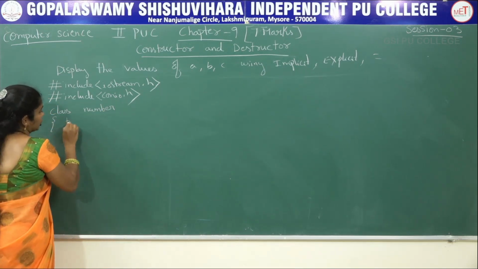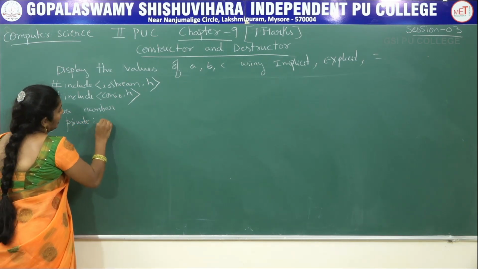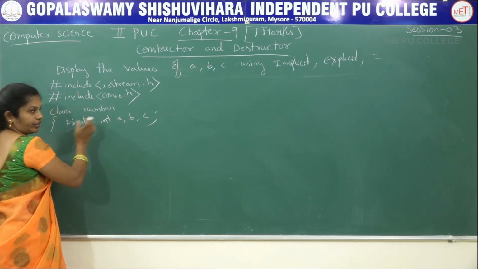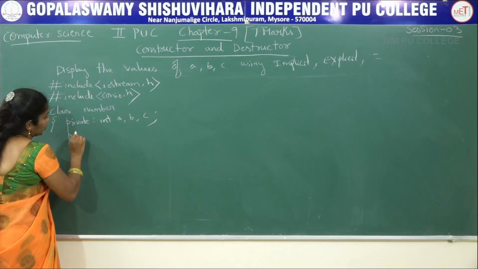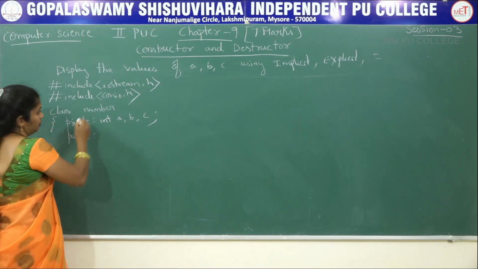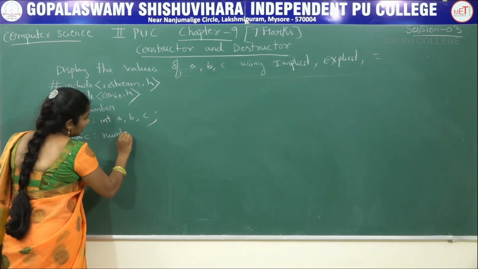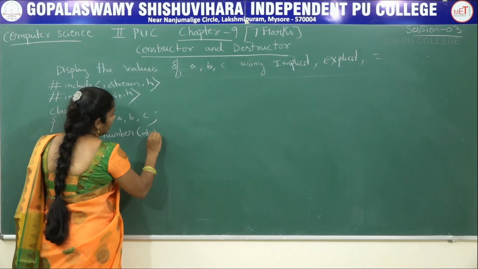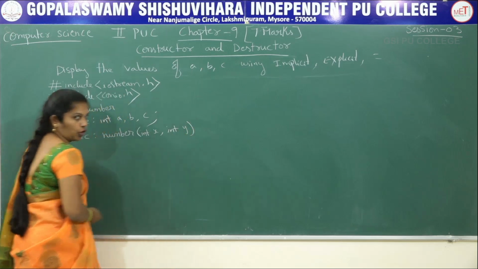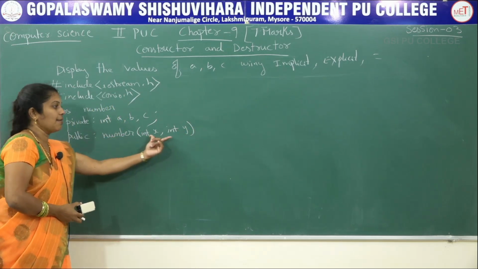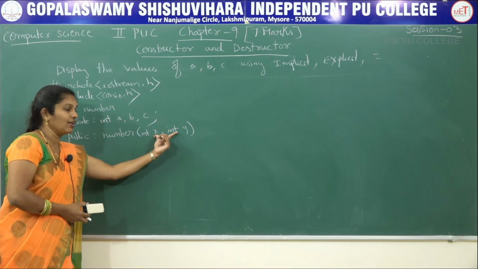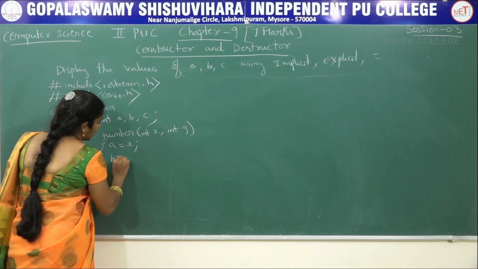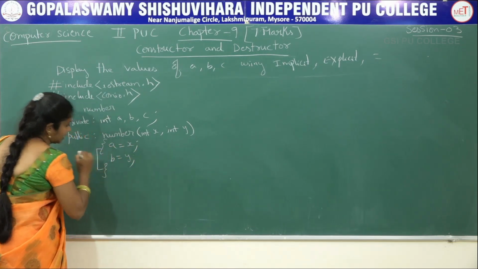In this class, in the private section, we are declaring the variables int a, b, c. All three variables are of type integer. In the public section, we are declaring the functions. First function we take is Number, passing the arguments int x, int y, two arguments. It is nothing but a constructor. It is a parameterized constructor because it has arguments. Here I am initializing a equals x and b equals y. This is the first constructor function.